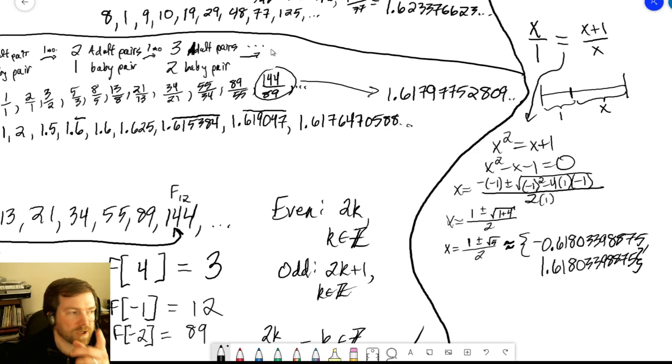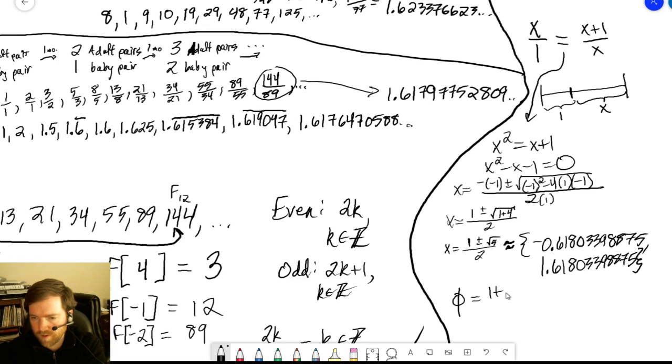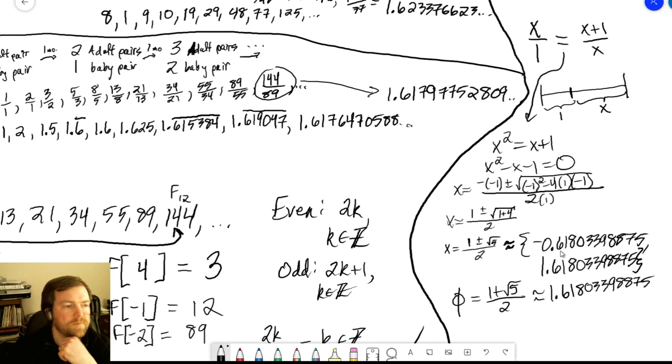Now, I will say that I didn't do a great job of talking about where this polynomial comes from based on the Fibonacci sequence or what have you. That's okay. But this is the value. It's labeled phi, and it is 1 plus the square root of 5 divided by 2, which is approximately 1.61803398875. Yep.